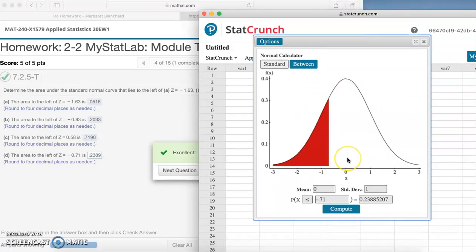The other thing I think is kind of cool about the Statcrunch way is that it adjusts and it shows you that shaded region, which might be helpful for anyone that's having a hard time understanding the wording around to the left, to the right, or in between two values. This really gives you a good visual, and it moves it with the values that you're looking at. So that's number 4 for Module 2. If you have any questions, let me know.